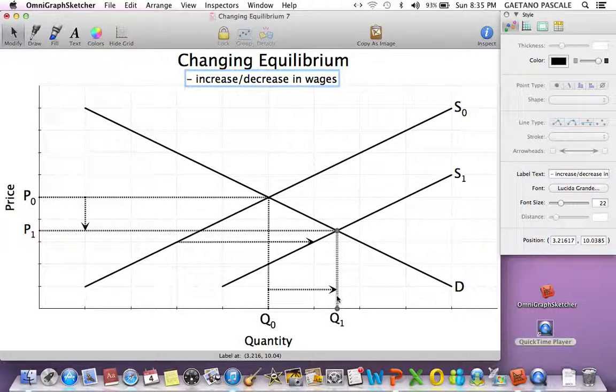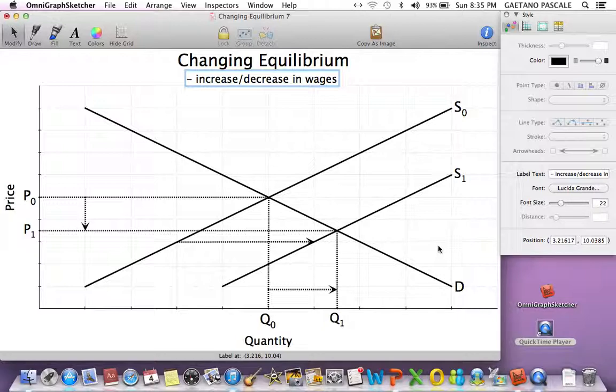Same thing, for example, if I decrease the amount of regulation and the cost of regulation, this will cause the supply curve to shift outward, and it will cause the equilibrium price to fall and the equilibrium quantity to increase. Same thing for taxes. If I were to decrease taxes, the supply curve would shift from here to here, and we would have a new equilibrium price where the price is lower and we have an equilibrium quantity that is higher.